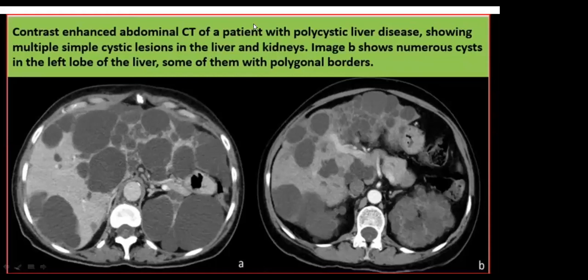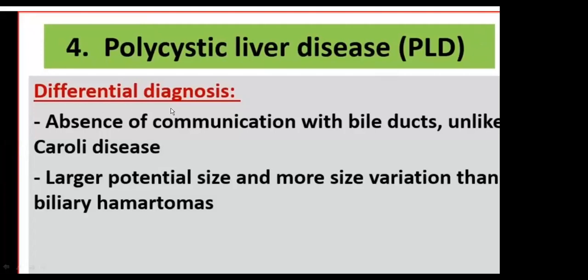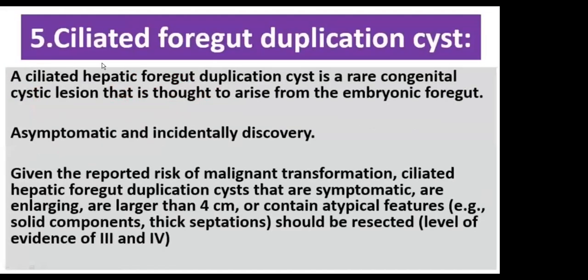Also, this is a contrast enhanced CT scan in a patient with polycystic liver disease. Multiple simple cystic lesions of the liver and kidneys, as we've seen here. And also in image B, we have numerous cysts in the left lobe of the liver. Some of them have polygonal borders. So the differential diagnosis is by absence of communication with bile ducts, unlike Caroli, and large potential size and more variation than biliary hamartoma. The last topic is ciliated foregut duplication cyst.